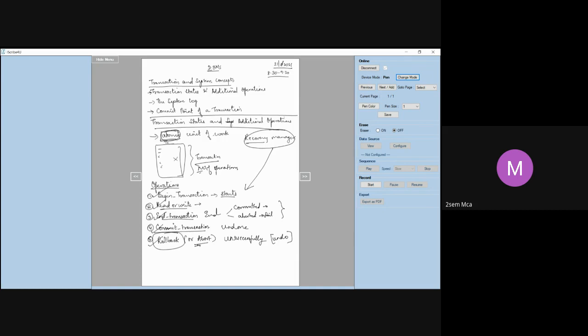Right. So let us move forward. Let me go to the next page.